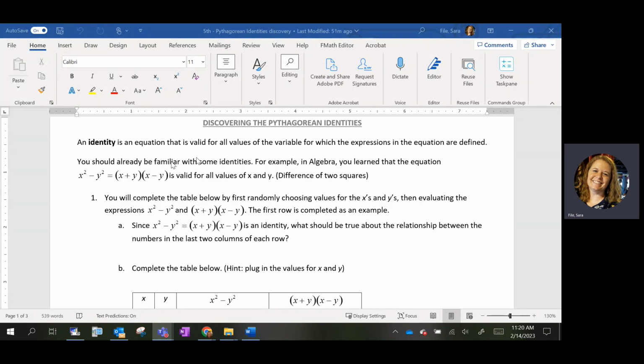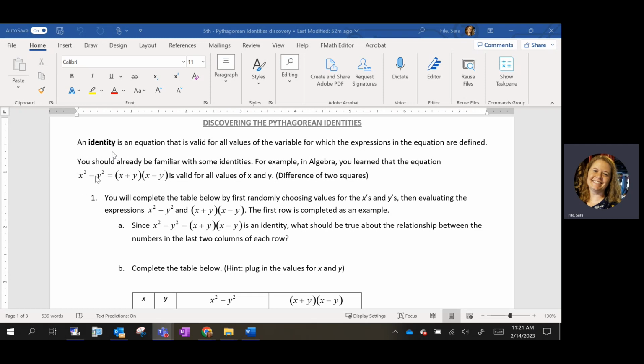All right. So we are looking today at identities. There are a couple of trig identities that you already know, you just haven't called them identities yet, but when we look at them, they should look familiar. What an identity is, is just any equation that is true no matter what the value of the variable is. Okay, so for instance, back in algebra, you learned factoring.